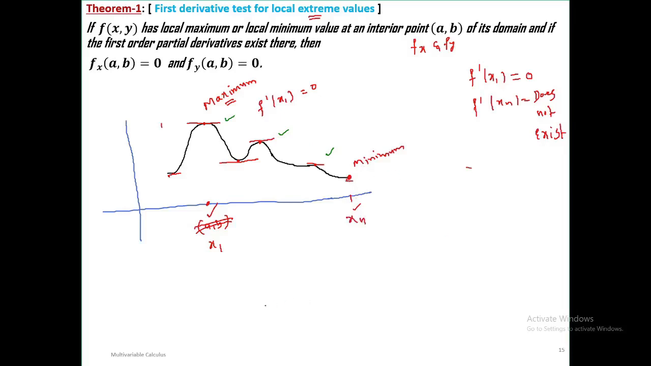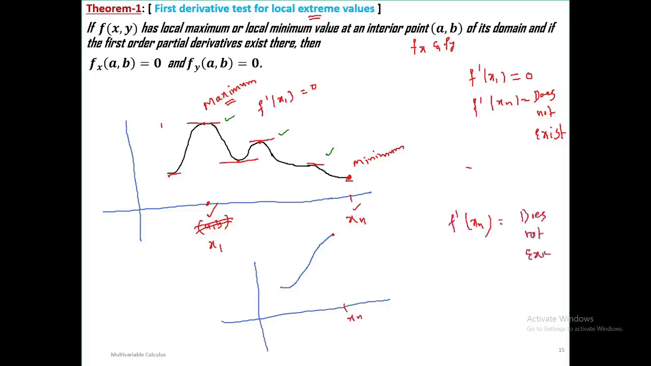For example, if the graph is like this, clearly at this point, look at this point, maximum occurs, right? But at this point the derivative does not exist. So I can say f dash of, let's say, some point xn. Let us consider this point is xn. So f dash of xn does not exist, right? The derivative does not exist.